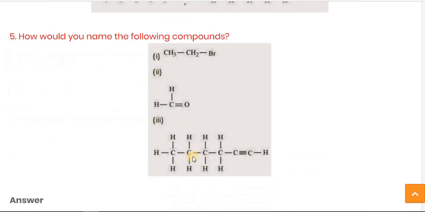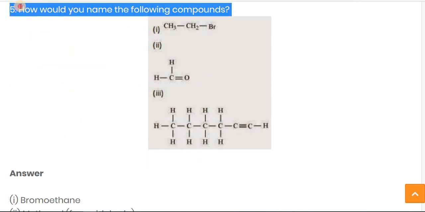Now let's move further to question number 5. How would you name the following compound? In this question, the structure is given, and from the structure we have to give the name. In the first one, bromine is there, so it belongs to the halogen group, and for the halogen group we have to use a prefix. For Br the prefix is bromo, and how many carbon atoms are there? 1 and 2, methane, ethane. So bromo plus ethane becomes bromoethane.